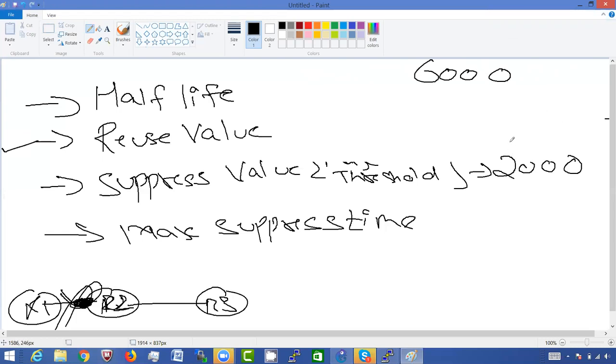So what has my router done? My router has suppressed this interface. That means my router has removed this interface from its routing table. Now, let's say the reuse value is 1000 and default is also 1000. What does this 1000 mean? When this penalty comes below this number, that is 1000, my router can trust this link. That means now my router can unsuppress this link, and put this interface back in its routing table.